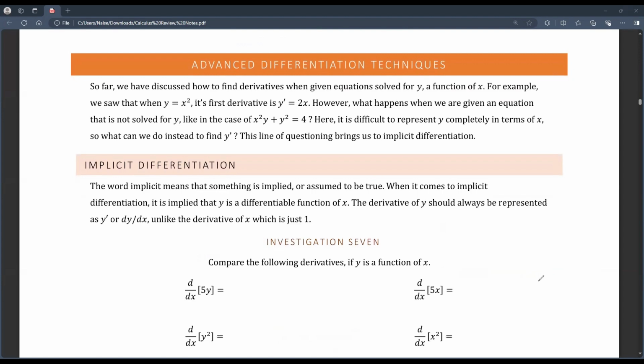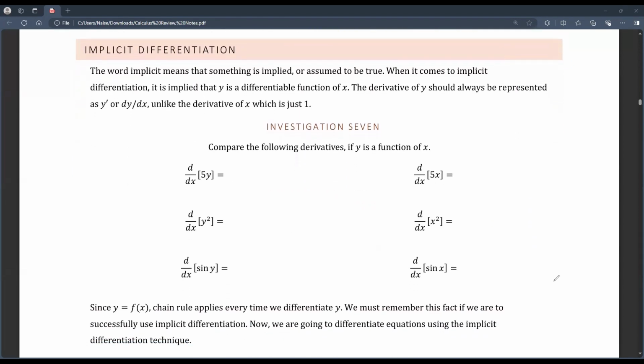Let's move forward to discuss some advanced differentiation techniques. This starts with implicit differentiation. The word implicit means that something is implied or assumed to be true. When it comes to implicit differentiation, it is implied that y is a differentiable function of x. The consequence here is that any time we derive y, chain rule applies, and we must multiply by y prime. For example, the derivative of sine of y is cosine of y times y prime. This is different from the derivative of sine of x, which is just cosine of x.